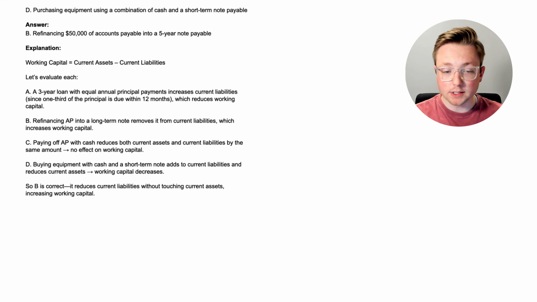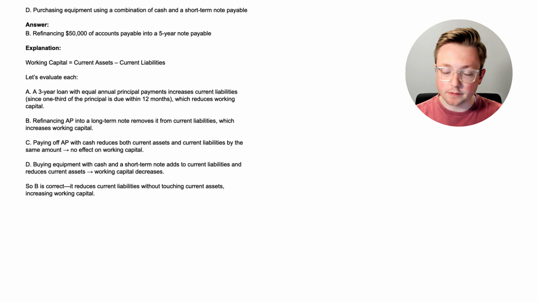So let's go through this. Working capital equals current assets less current liabilities. So it's similar to the current ratio. The current ratio is current assets divided by current liabilities, and working capital is current assets less current liabilities. And I think that you might even sometimes see that the current ratio is called the working capital ratio because, again, it's using the same things. But again, we're just focusing on working capital right now.